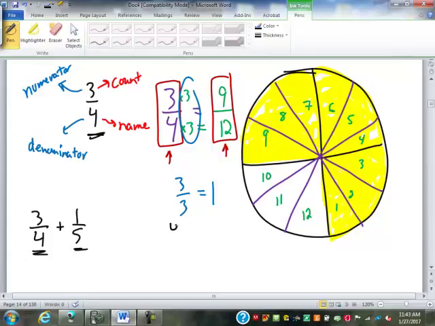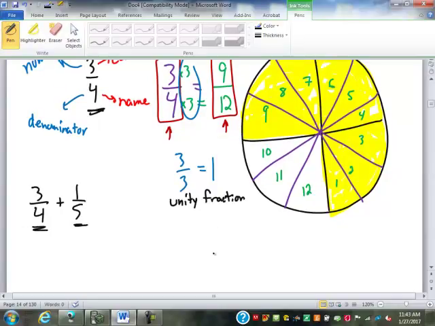This concept is called the idea of a unity fraction. We use that in math a lot. In fact, in Unit 2, we're going to use it a lot when we start converting measurements. Now here we just picked the 3. We cut each of them into 3 equal pieces. So we just picked 3 to multiply the top and bottom by.